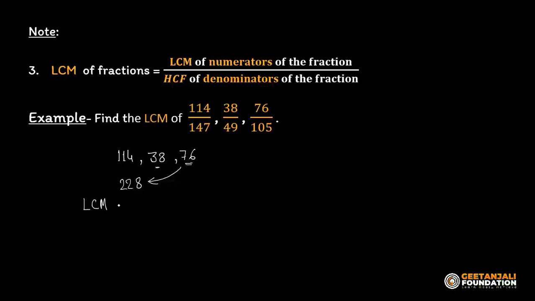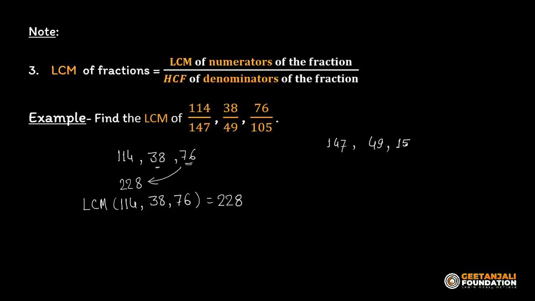So the LCM of 114, 38 and 76 would be equal to 228. So we have got the numerator of the LCM of the given fractions. Now we need to find the HCF of the denominators. The denominators are 147, 49 and 105.